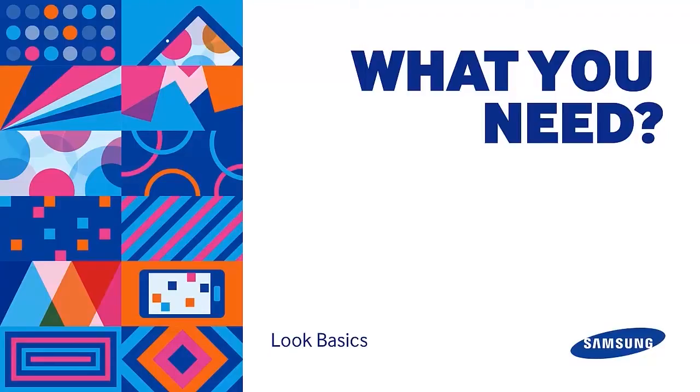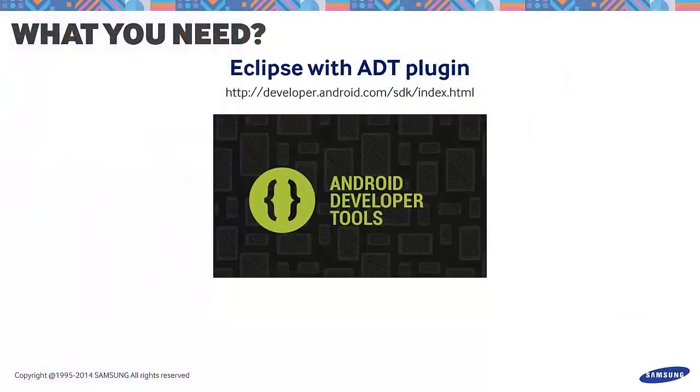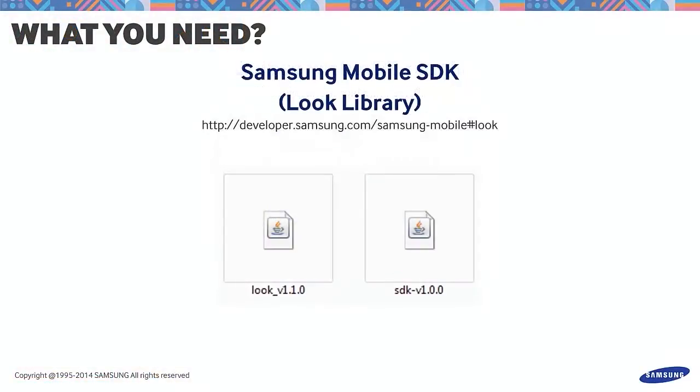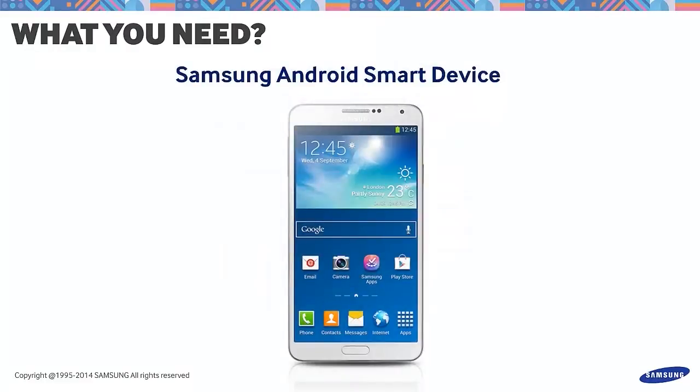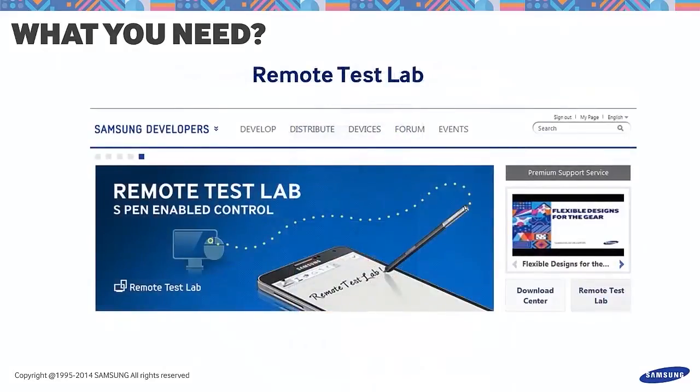Before we start creating a sample application, please prepare the following: an Eclipse IDE with ADT plugin, and jar files of the Look SDK. You can download them from developer.samsung.com. You also need a Samsung device from the Note series, as we'll be using the S Pen. In this session, we'll be using the Note 3. Now, if you don't have a Note 3 or even a Note 4, you can go to the Remote Test Lab to test your application out.